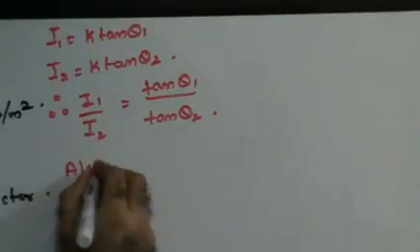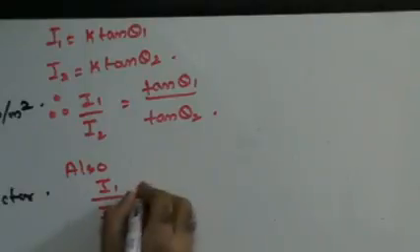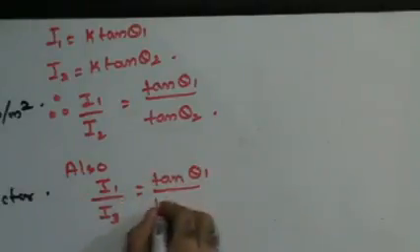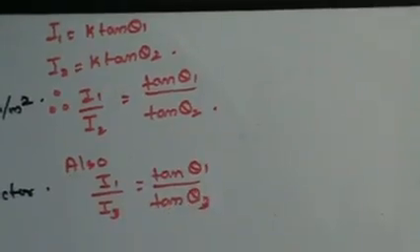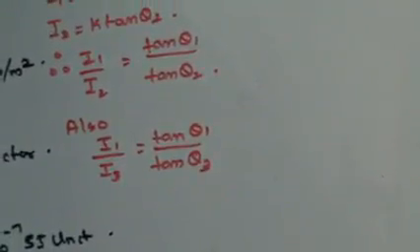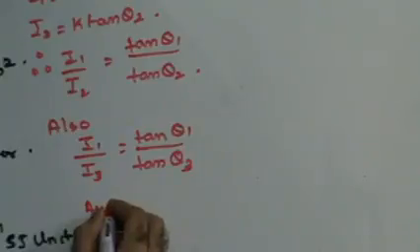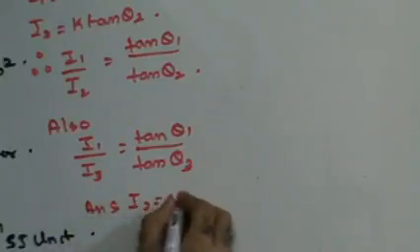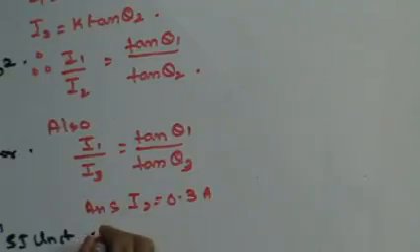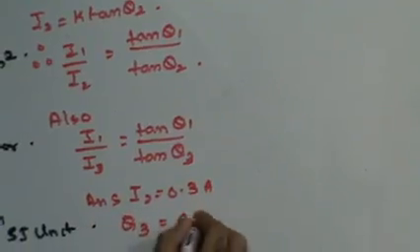I can say also I1 upon I3 should be equal to tan theta 1 upon tan theta 3. Out of which I know I1, I3, I know theta 1, I should be able to get theta 3. I'll get tan theta 3 and then take tan inverse of the given number, which will give you theta 3. The answer for this should be I2 is 0.3 amps and theta 3 is 45 degrees. Next, take on next one please.